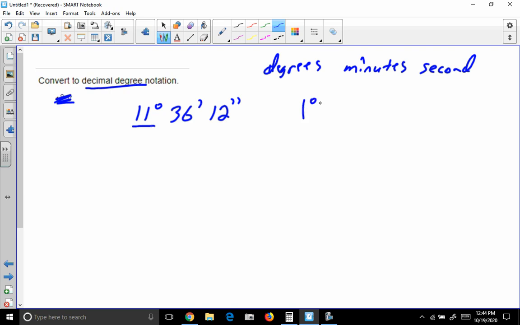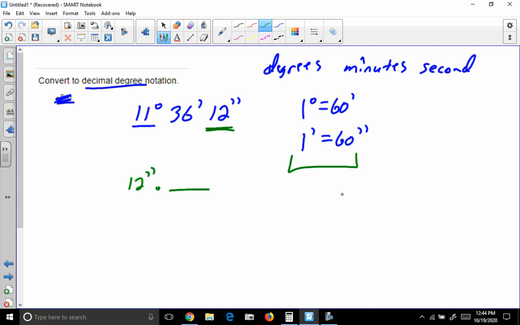So we need to know some facts. In 1 degree, there are 60 minutes, and in 1 minute, there are 60 seconds. So if we're going from degrees, minutes, and seconds to decimal degrees, we want to start with our seconds, and we want to convert those to the next unit. So 12 seconds, if we convert those to minutes, well, this equation relates seconds and minutes. If we have seconds on top here, we're going to put seconds on bottom, and those are related to minutes. 1 minute and 60 seconds are equivalent to each other.